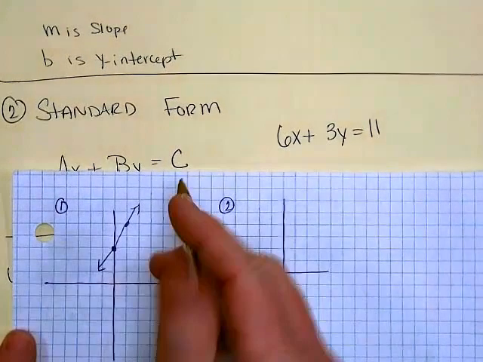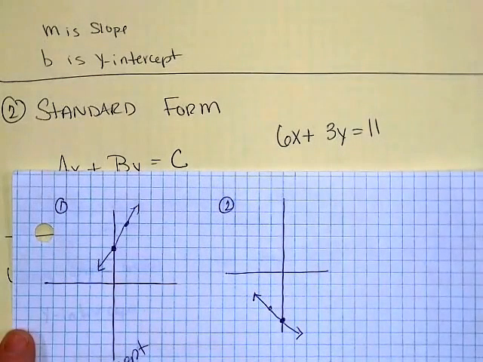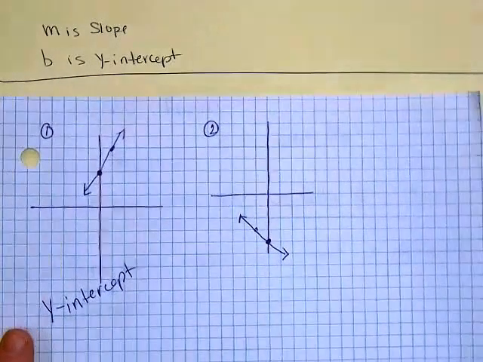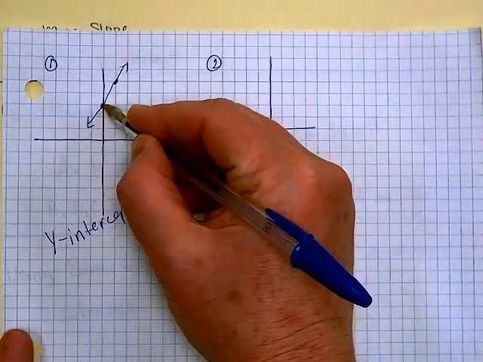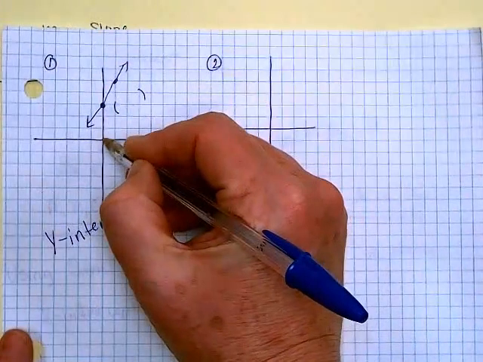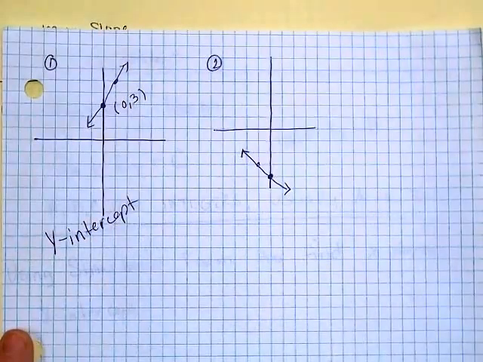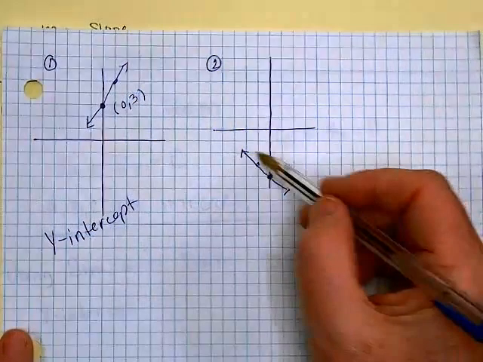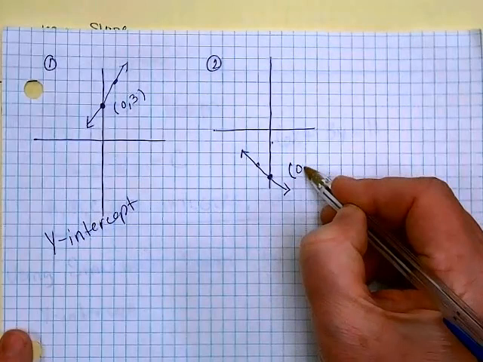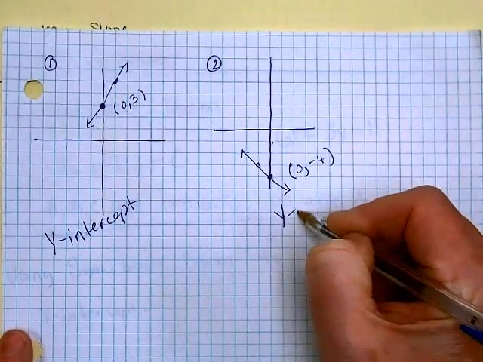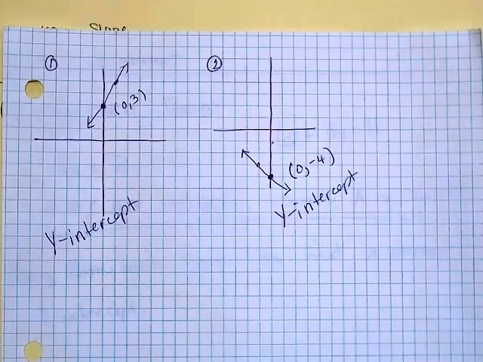What I wanted to remind you of was, what is a y-intercept? A y-intercept is where it crosses the y-axis. And this one crosses the y-axis right here. And I want you to give me that name. That is 0, 3 as your y-intercept. This one crosses at 0, -4. That's its y-intercept.